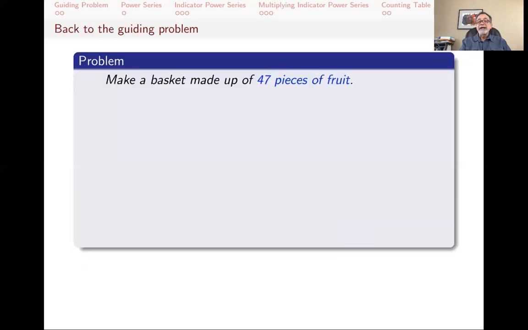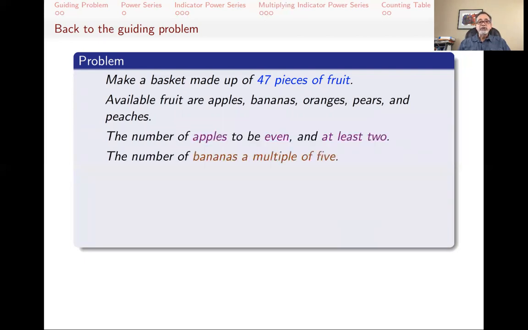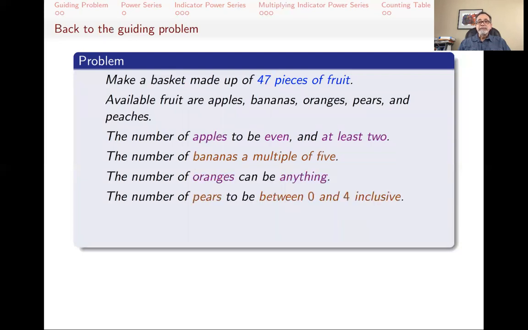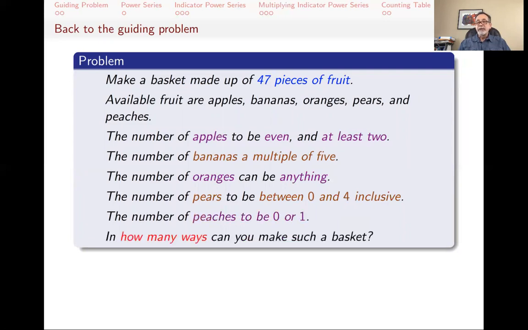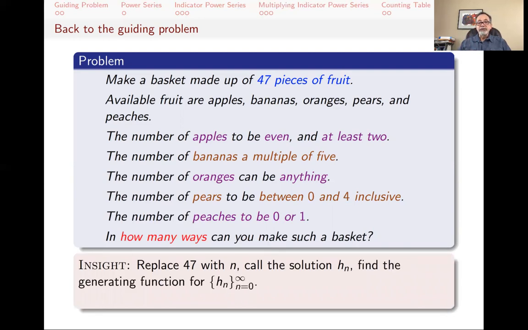Okay, so now let's go back to our guiding problem. Again, let's remind you, we want to have baskets of 47 fruits, either apples, bananas, oranges, pears, and peaches. The number of apples has to be even, at least 2, bananas a multiple of 5, oranges can be anything, the number of pears between 0 and 4, and the number of peaches is going to be 0 or 1. And how many ways can we do that? The insight is to replace 47 with n and call the solution Hn. So Hn is the number of baskets of n fruit that we can make, with the same conditions.